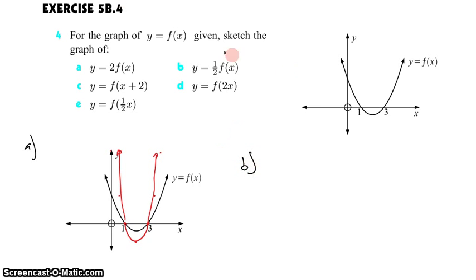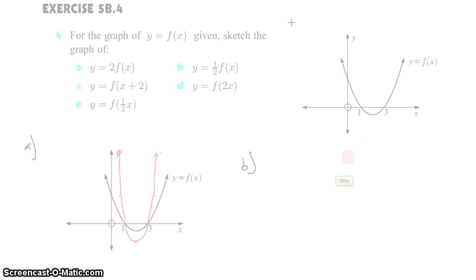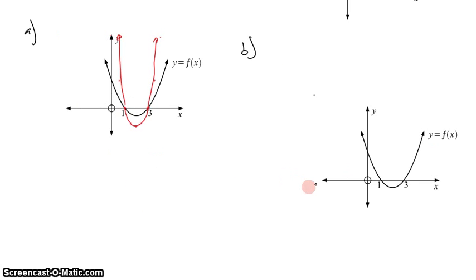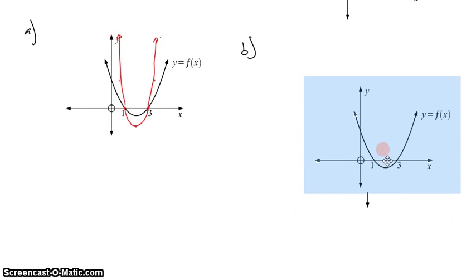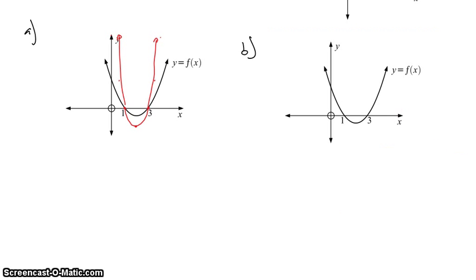For part B, we have 1/2 of f of x. And that's also a vertical stretch, but it's going to squish the graph rather than stretch it out. So everything's going to become less tall. So that'll come down to there, that'll come down to there, that'll come down to there, that'll come down to there. And we'll get a much squatter parabola. Having trouble drawing my parabolas. Okay.